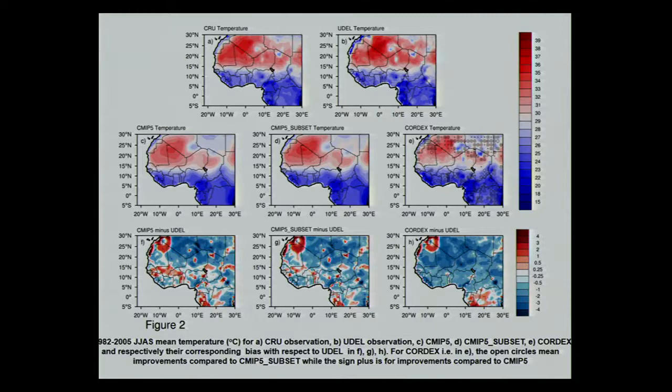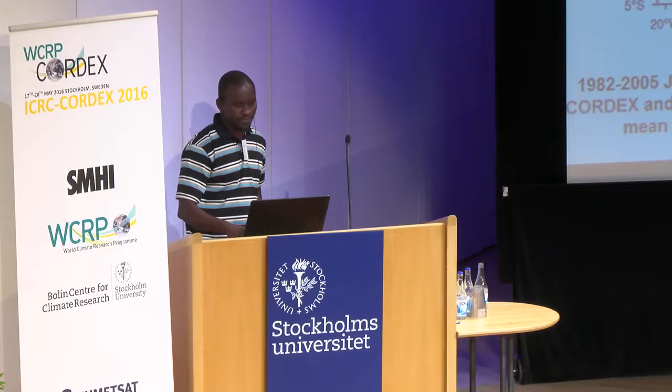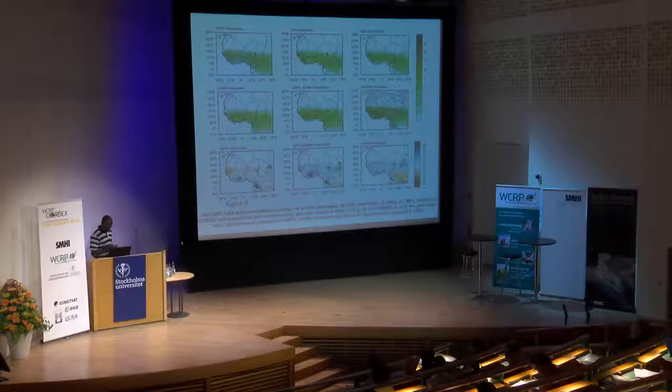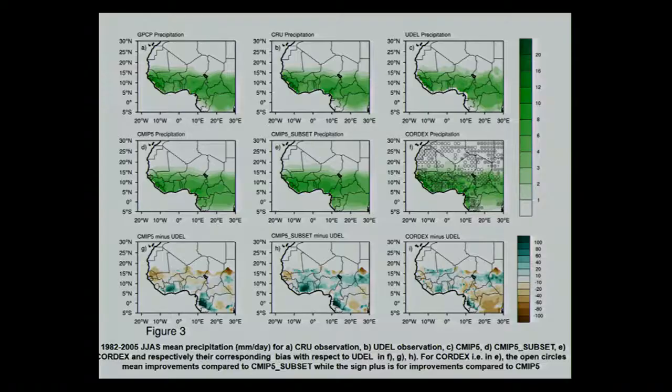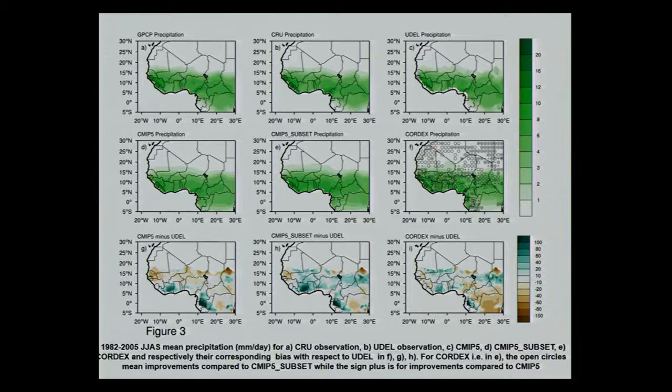So the first one will be the circle. If there is an added value, we draw a circle. This will be compared to the subset, but the plus is the added value compared to the CMIP5, the whole 29. And we can see that for temperature, we are not improving much. And this one is for the precipitation over the same region. And we can see that at least for the precipitation over the region, we start to get a good picture. And by downscaling the temperature, we highlight some cold biases. And for the precipitation, we have some improvements, but CORDEX is coming out with some fine spatial details due to the resolution, maybe.